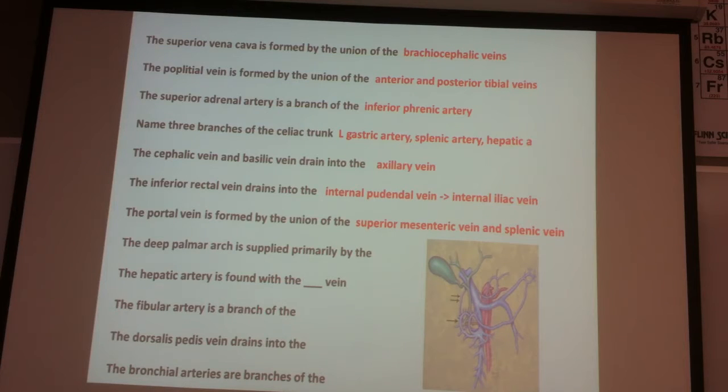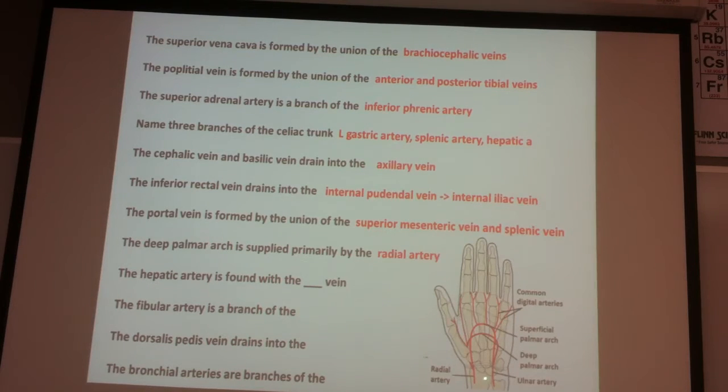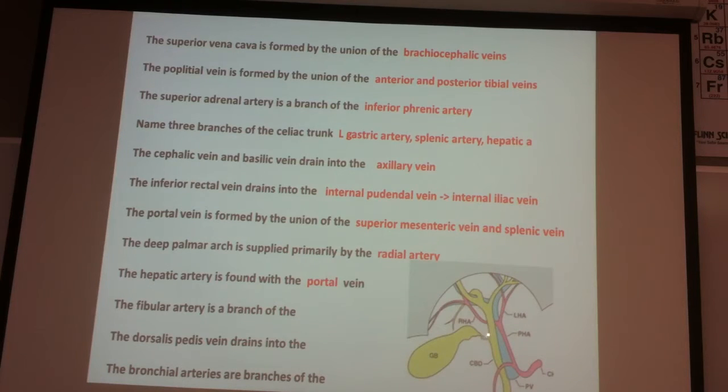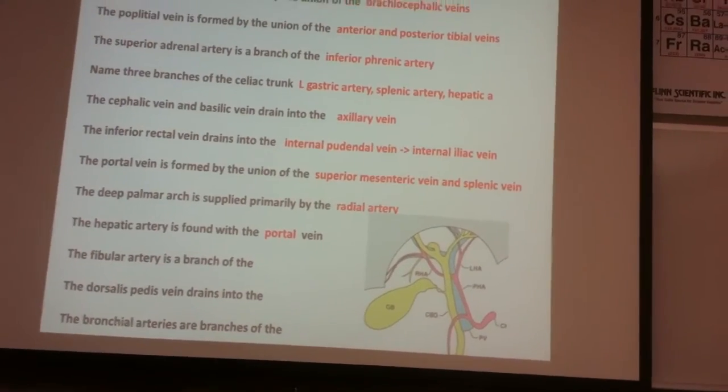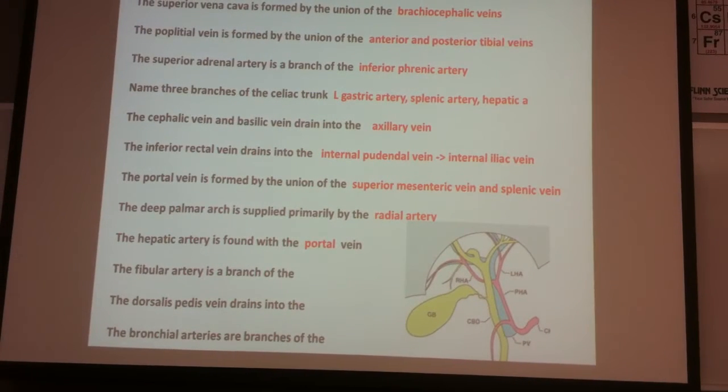Deep palmar arch is supplied primarily with blood from what artery? Radial artery. So here's the deep palmar arch, with the radial artery coming in between the web space, and ulnar does mostly the superficial palmar. The hepatic artery is found with what vein? Portal vein. Both carry blood into the liver, while the hepatic veins leave the liver at the superior aspect to go into the inferior vena cava.